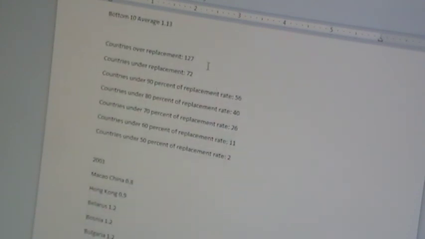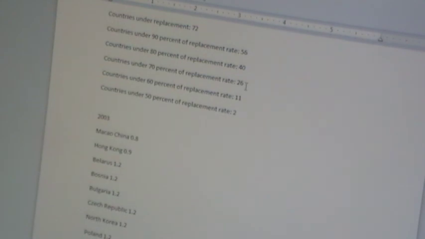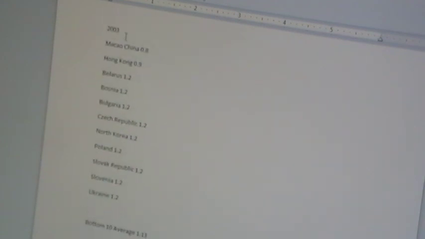Countries over replacement, 127. As you can see, under replacement, this number is not that much different now. A 55 country difference, okay? It's starting to look more reasonable. Under 90% replacement rate, 56, 40. Now Macau, China is 0.8, Hong Kong, Belarus, Bosnia, Bulgaria, Czech Republic, North Korea, and so on. All right, the bottom 10 average of 1.13, as I said, remains about stationary.